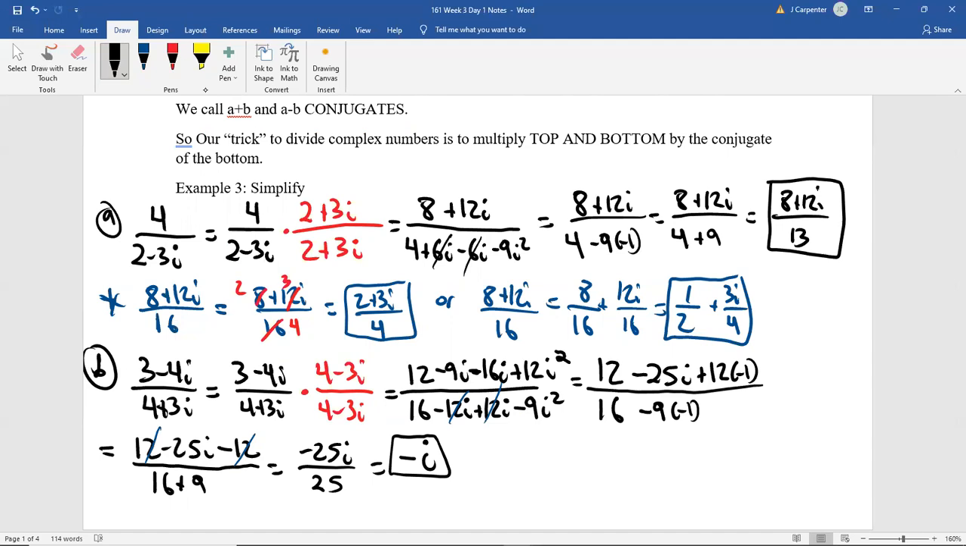So do these answers always have to be fractions and have a real and imaginary part? No, they can just have real parts. They can just have imaginary parts. Do they usually have both parts? Yes, in fact, they do.